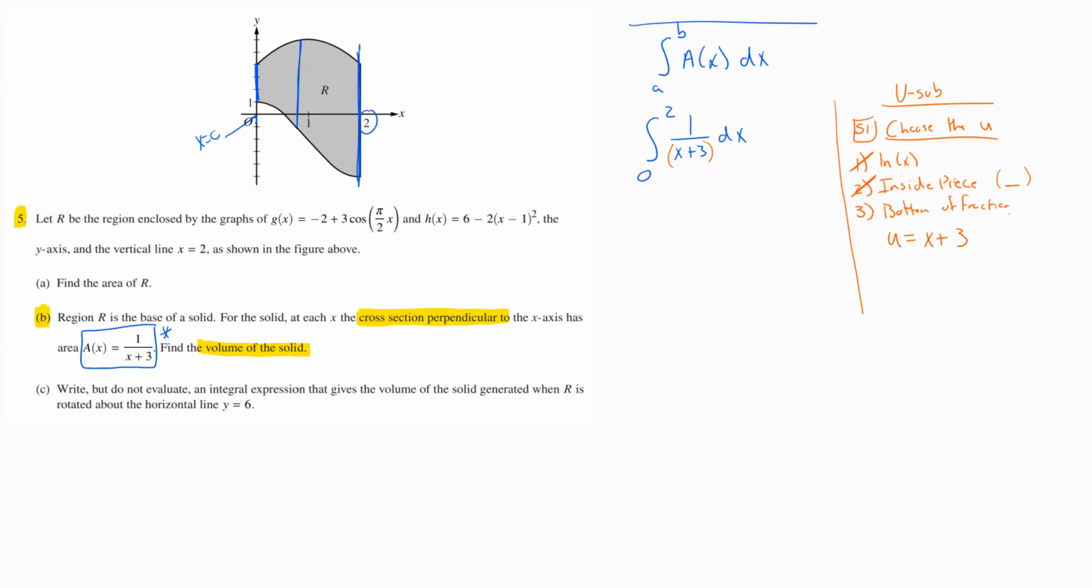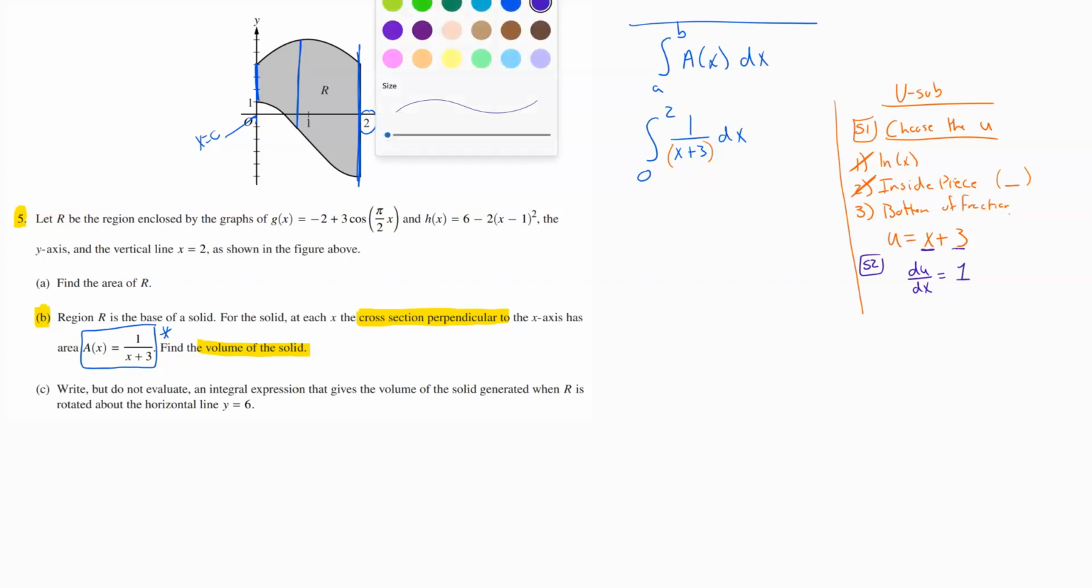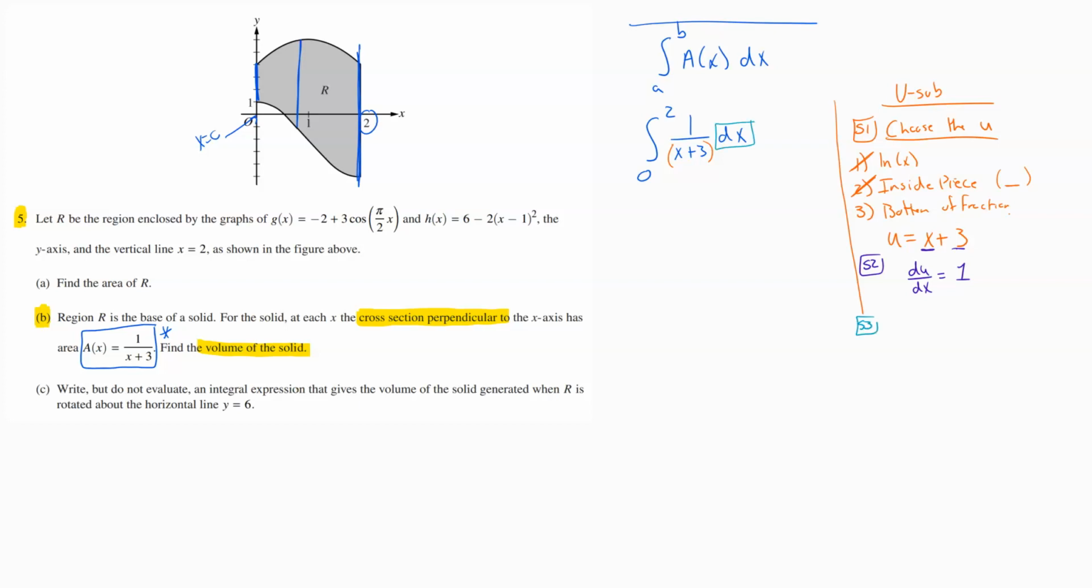Once you choose your u, the next part of the process is always the same. You start by taking the derivative of that. So du dx, and you always want to use this differential notation. du dx, du dy, whatever the variable is you've got in the problem. So taking the derivative of x, that would get me 1. The derivative of 3 would go away because it's the derivative of a constant. Then the next part of the process is we want to resolve this because we need to get rid of this dx.